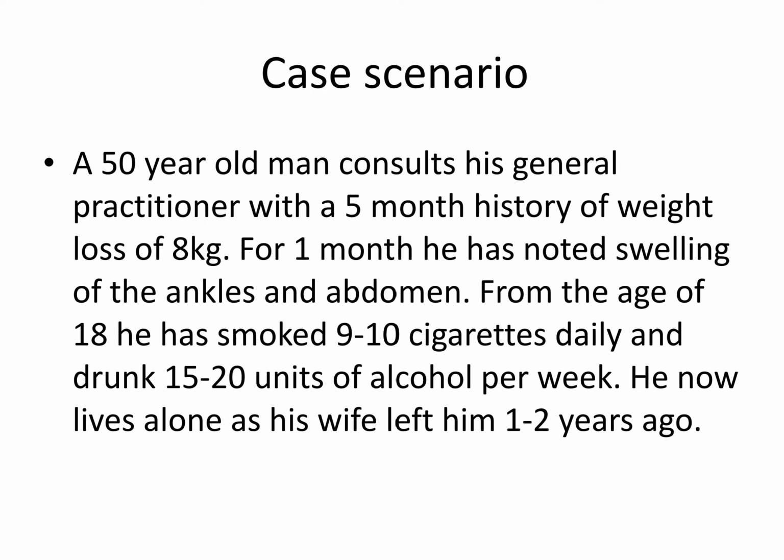It goes as: a 50-year-old man consults his general practitioner with a 5-month history of weight loss of 8 kilograms, and for 1 month he has noted swelling of the ankles and abdomen. From the age of 18 he has smoked 9 to 10 cigarettes daily and drunk 15 to 20 units of alcohol per week. He now lives alone as his wife left him 1 to 2 years ago. So that is the case.